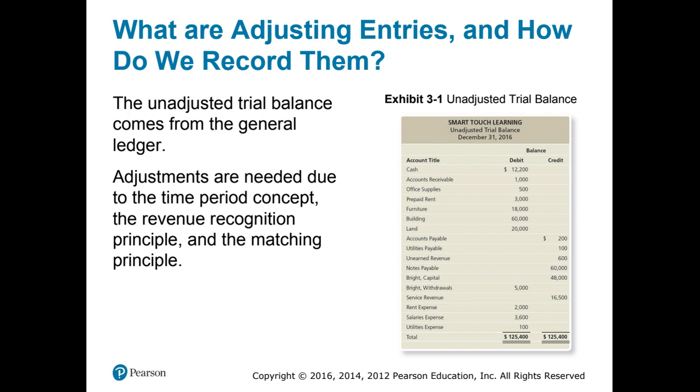So we've been talking about adjusting entries and we've gone through some examples when we're discussing our assessments. This is an example of the unadjusted trial balance. The unadjusted trial balance comes from the general ledger, and adjustments are needed due to the time period concept, the revenue recognition principle, and the matching principle. So on page 122, you'll see this here.